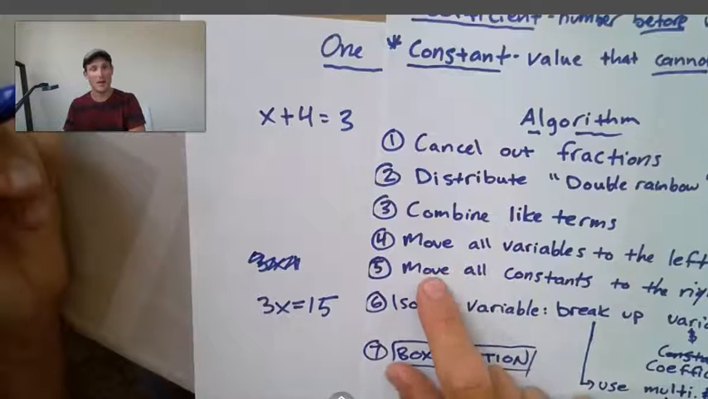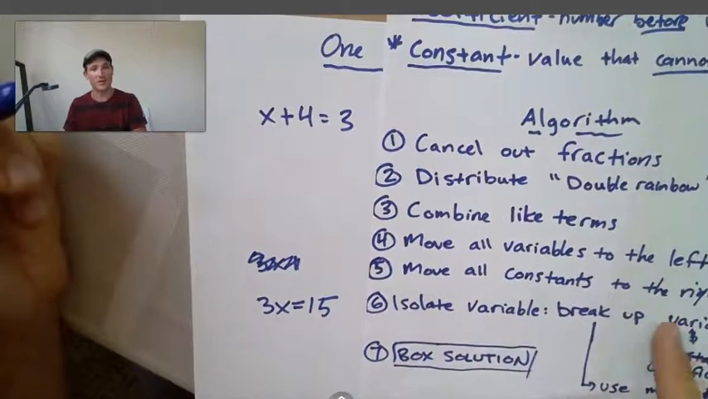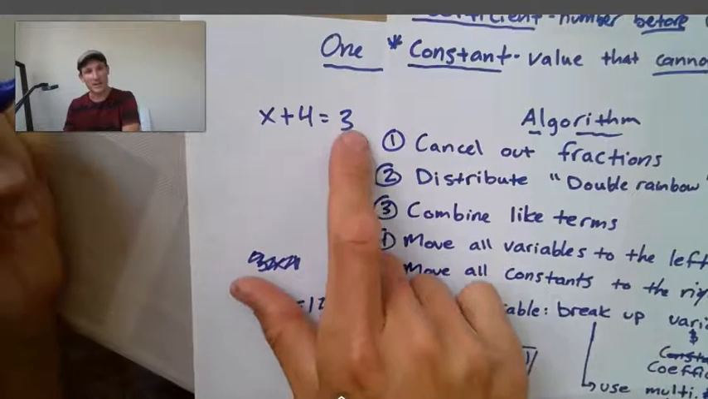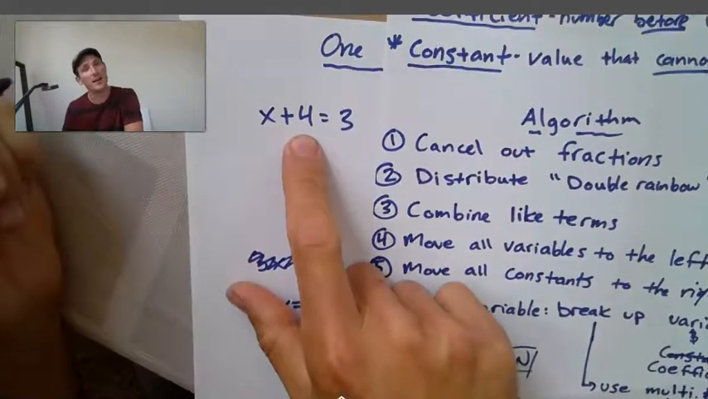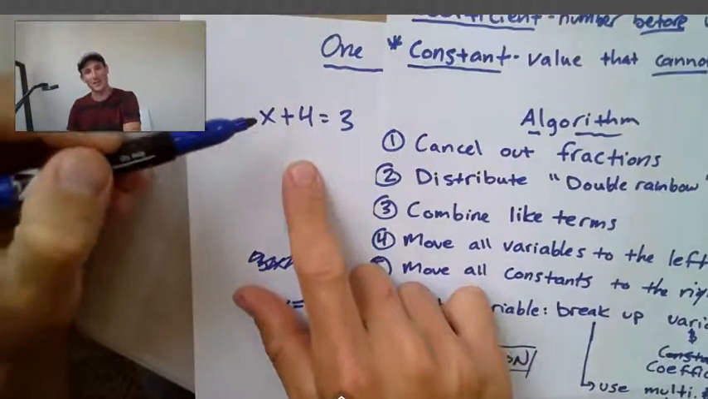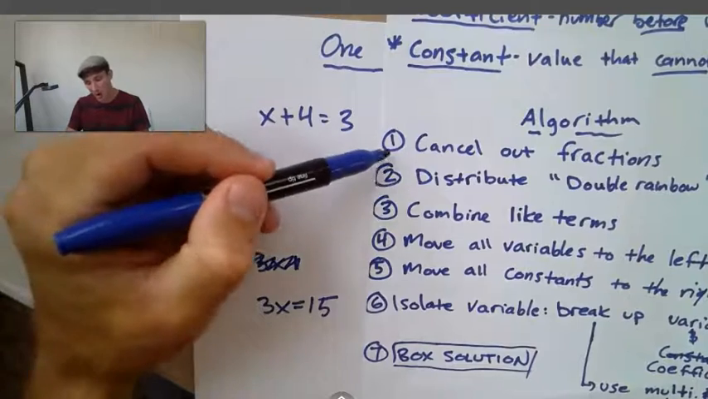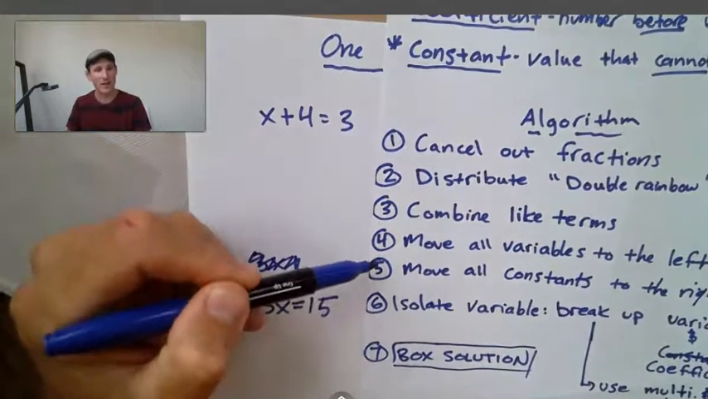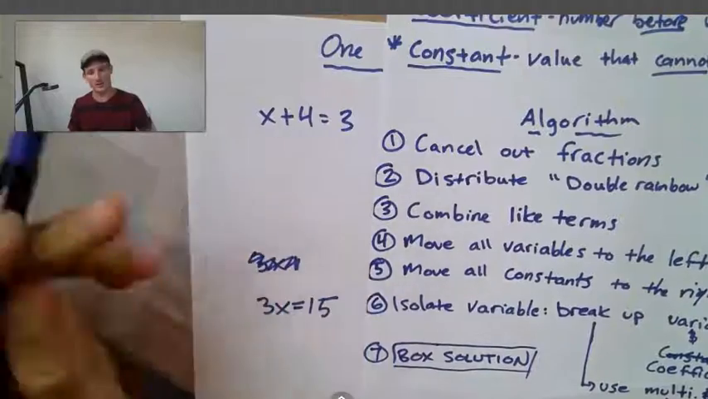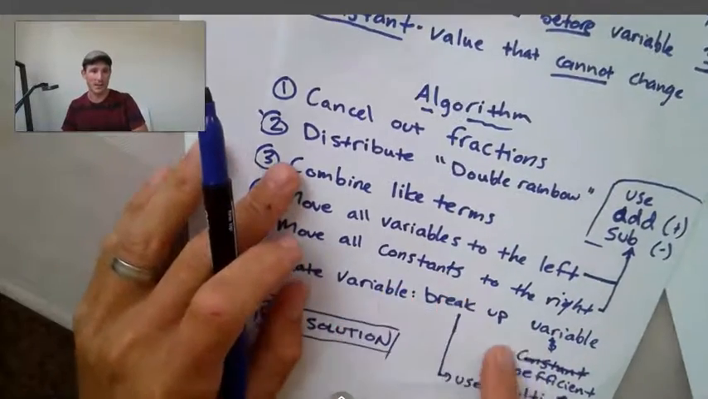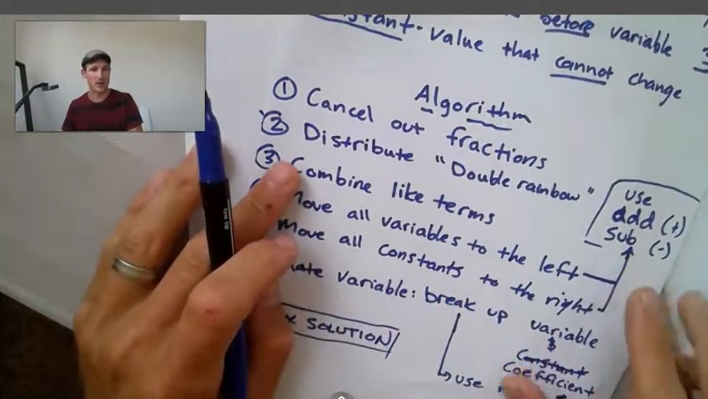Step 5, move all constants to the right side. Are all the constants on the right side? No. I see a 4 right there. So notice with this simple equation, I skipped all 4 steps before I actually did any real work. Yeah? So step 5, move all constants to the right. And what are my tools again? Oh yeah, I can use addition and subtraction.